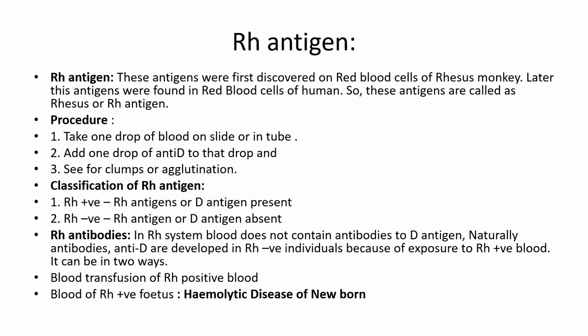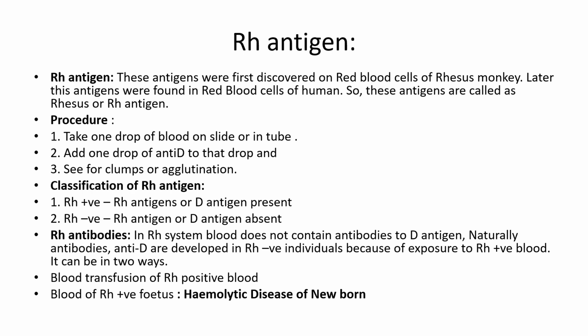Now a little bit about the RH antigen. The RH antigen was discovered in the rhesus monkey. When one drop of blood is taken, add one drop of anti-D from the kit and look for clumps. If you see clumps, it is RH positive. If you see no clumps, it is RH negative. And natural RH antibodies are not present.